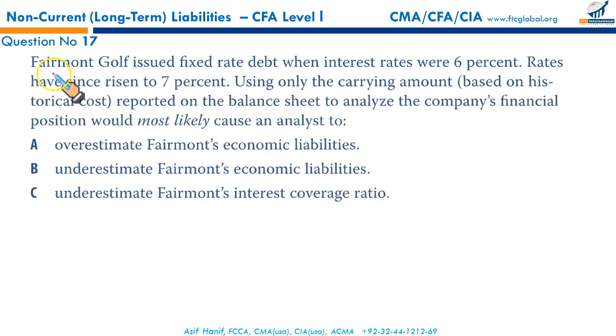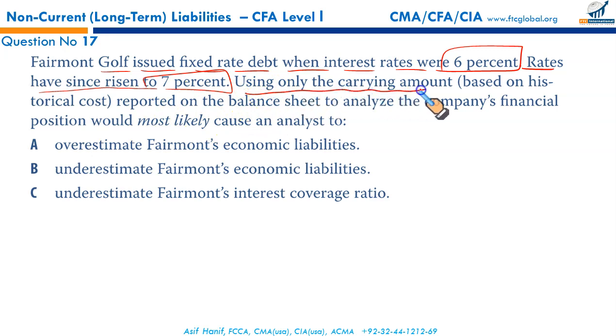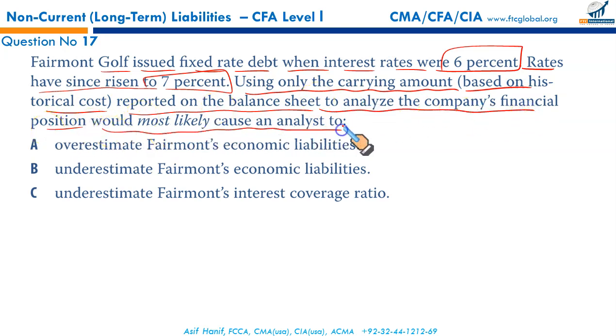Next, Fairmont Golf issued fixed rate debt when interest rates were 6%. Rates have since risen to 7%. Using only the carrying amount based on historical cost reported on the balance sheet to analyze the company's financial position would most likely cause an analyst to do what?